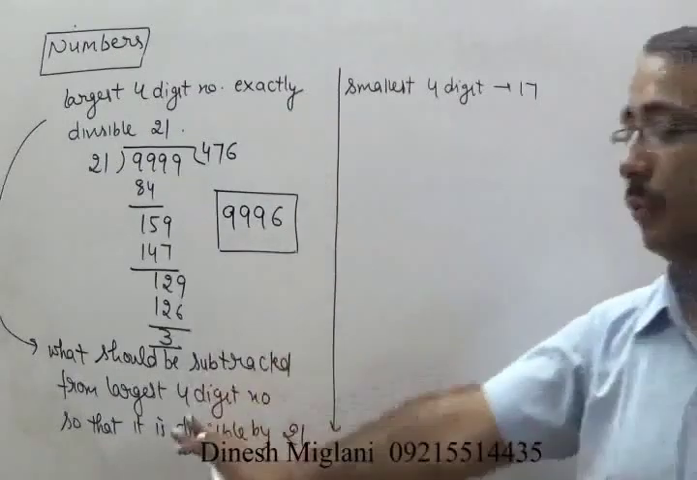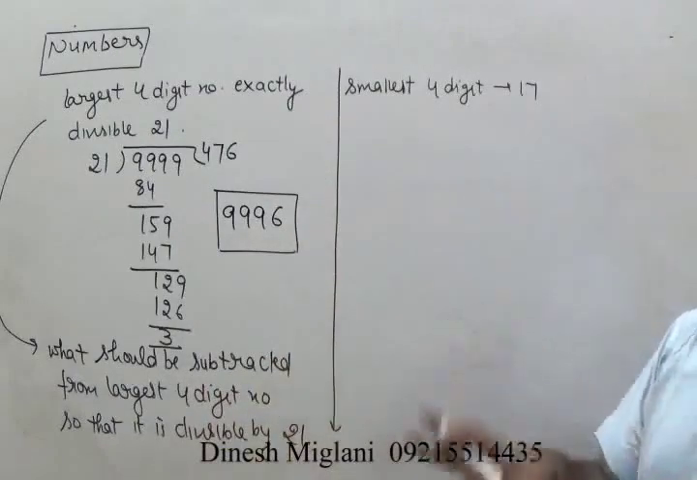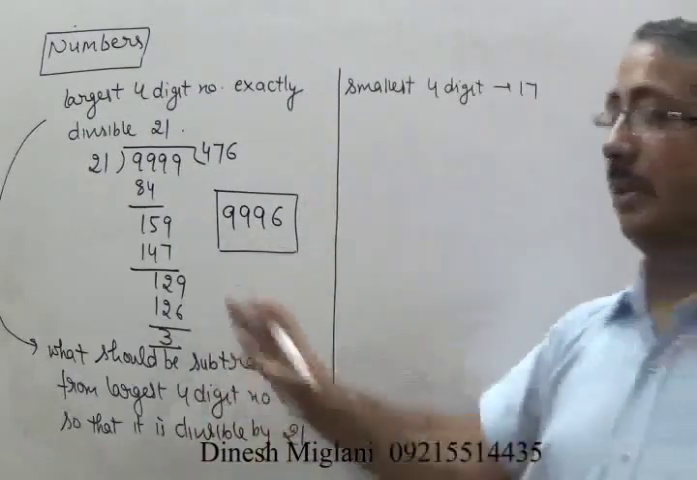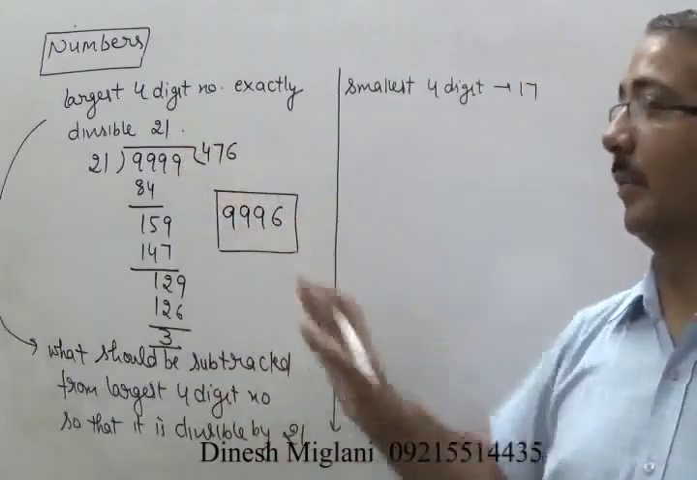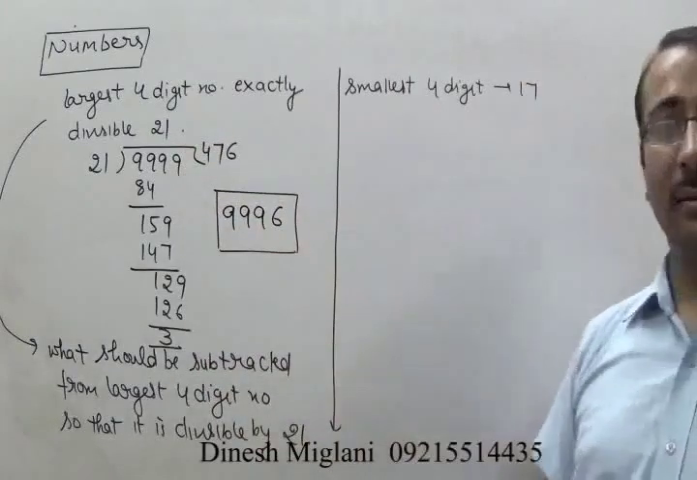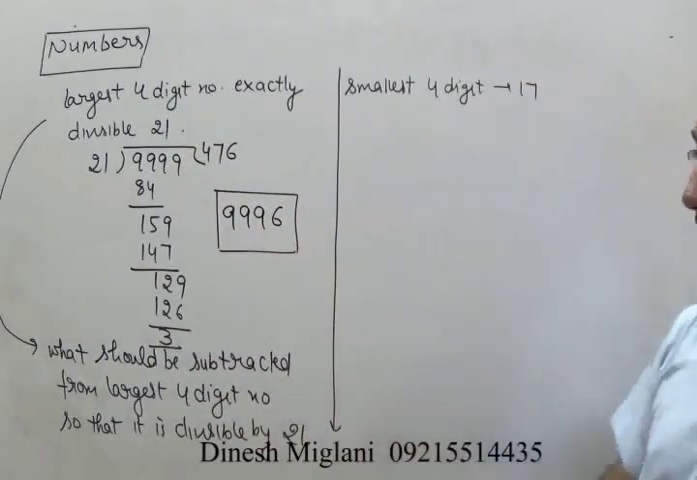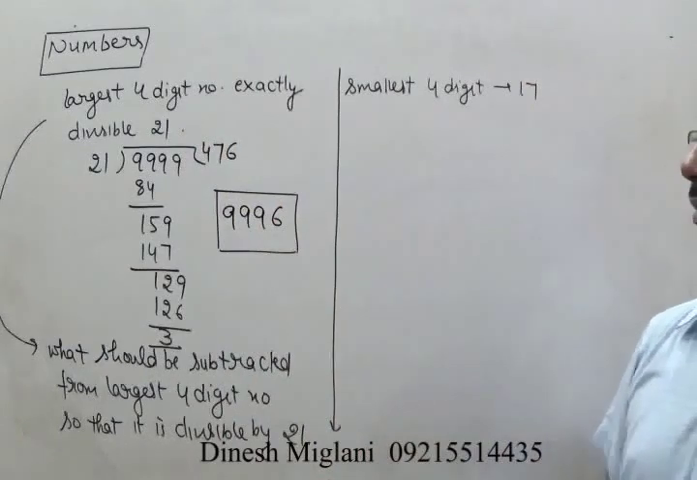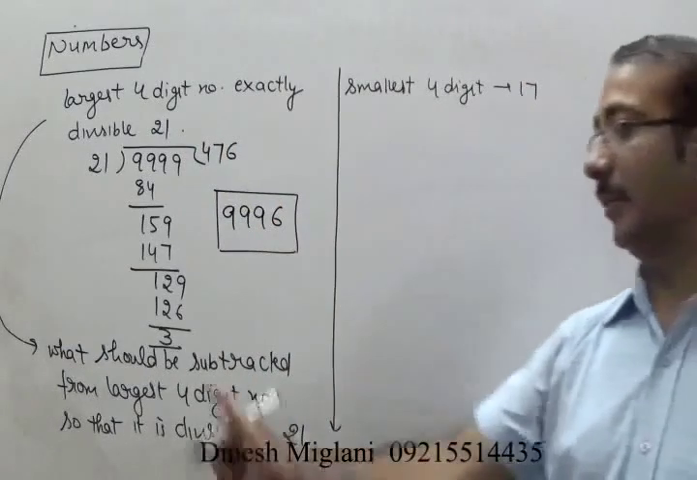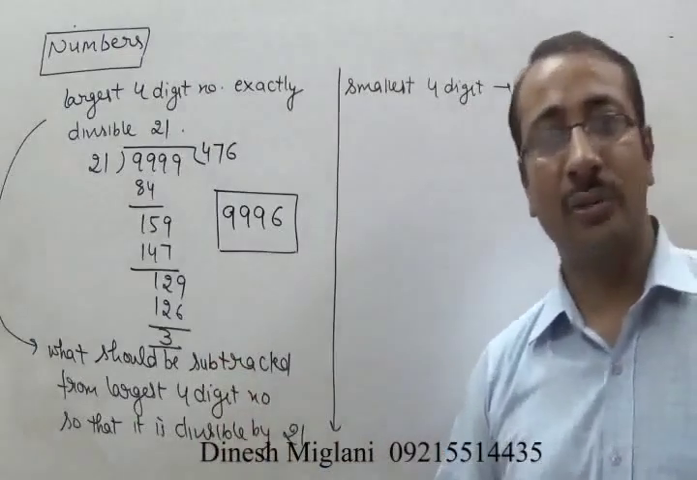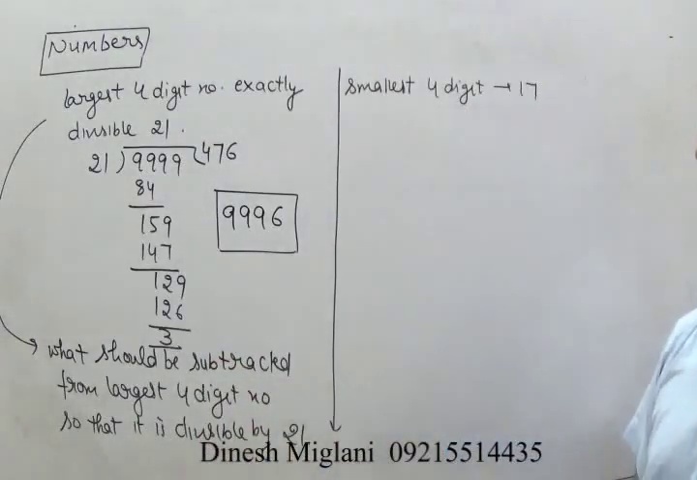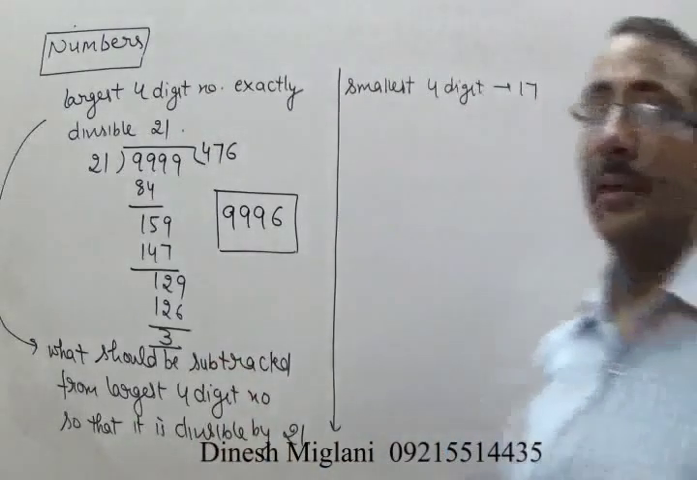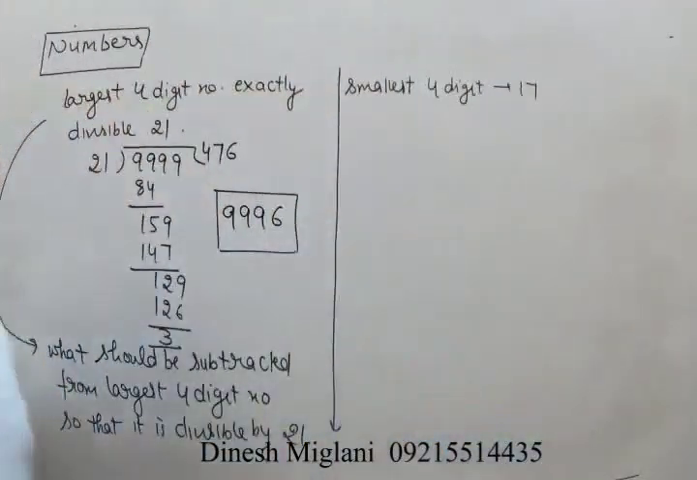The question may be looked at in two ways. If you have to find the largest such number, divide the number, and whatever remainder you get, subtract the remainder from the given number and your answer is there. And the question may also be asked as: what should be subtracted? It means whatever remainder you are getting, you have to subtract that remainder, and you get such a largest 4-digit number.